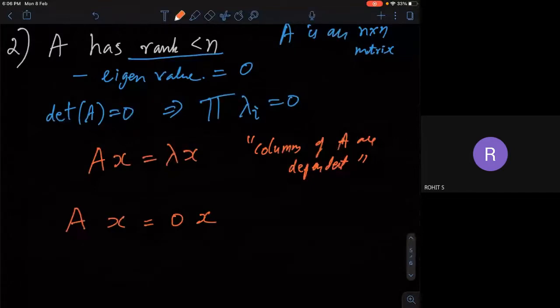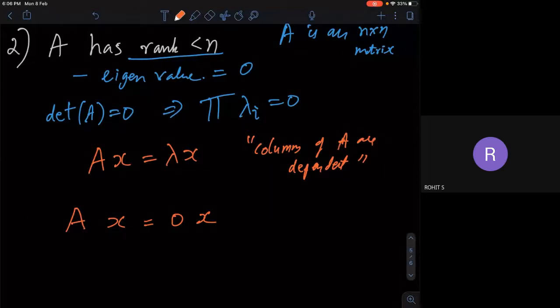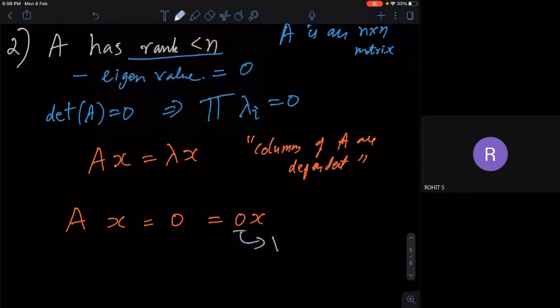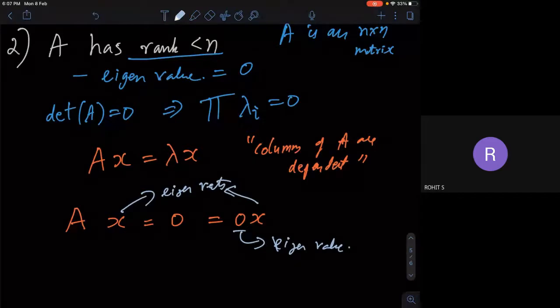Why can I say that? Because the rank of A is less than n, which implies the columns of A are dependent. Since the columns of A are dependent, there exists an x such that Ax equal to 0. Therefore, I can write this as Ax equal to 0 times x. And this means that this 0 is my eigenvalue, and this x is my eigenvector, the vector which, when you multiply A times that vector, gives me 0. This is another way to see it.